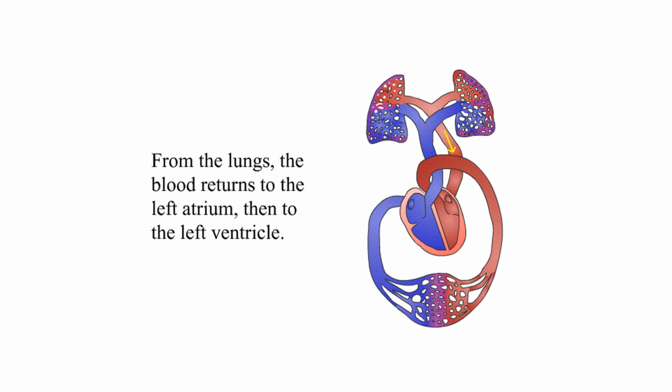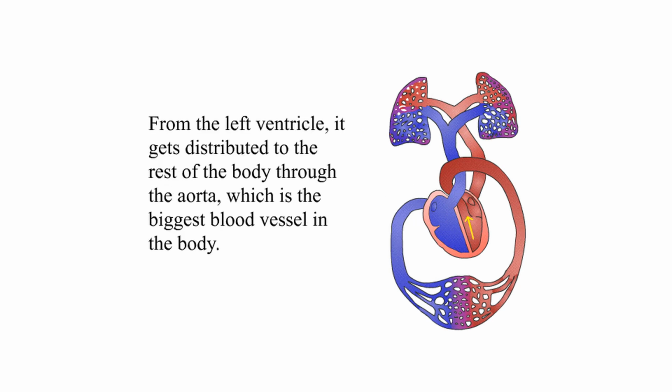From the lungs, the blood returns to the left atrium, then to the left ventricle. From the left ventricle, it gets distributed to the rest of the body through the aorta, which is the biggest blood vessel in the body.